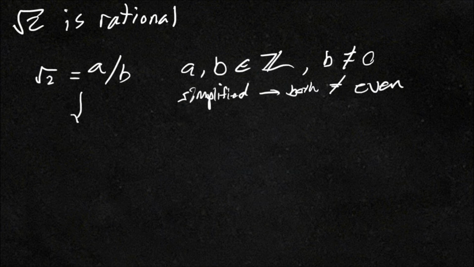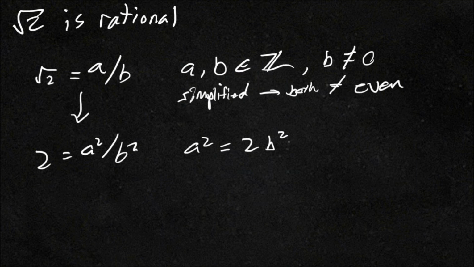So if we squared both sides of this, we'd get 2 equals a squared over b squared. Or rearranging, a squared equals 2b squared. And we can see that a squared must be even. And that's because it's got this 2 times. Any integer times by 2 is an even number. For example, 2 times by 3 would be 6. It's always going to result in an even number.